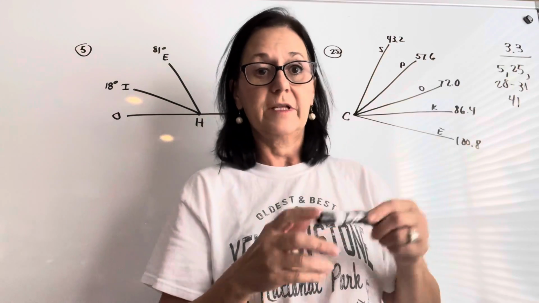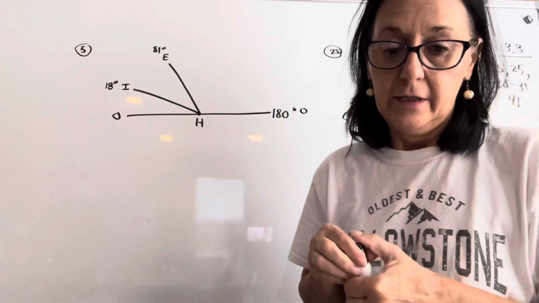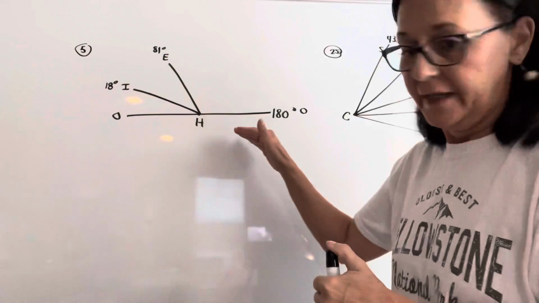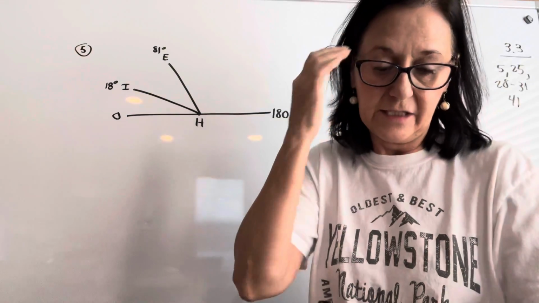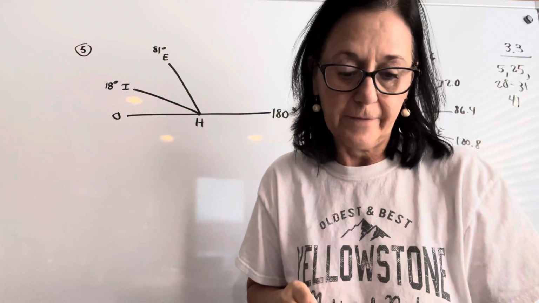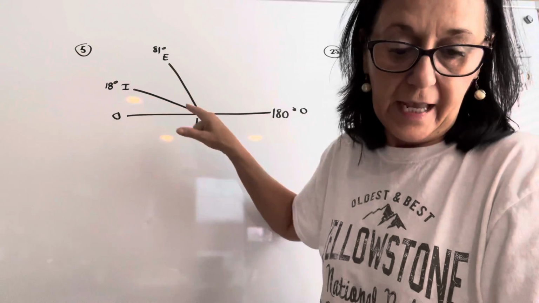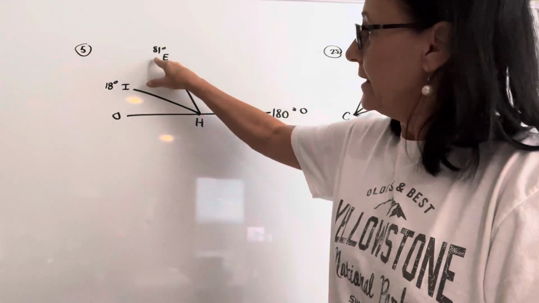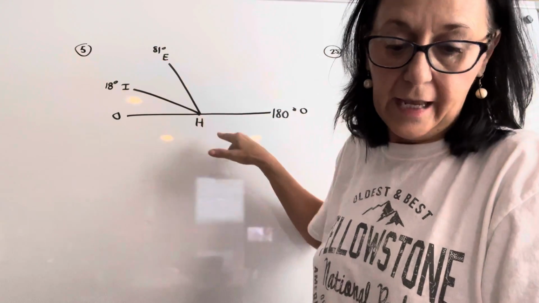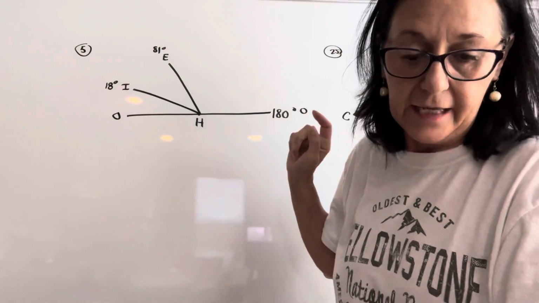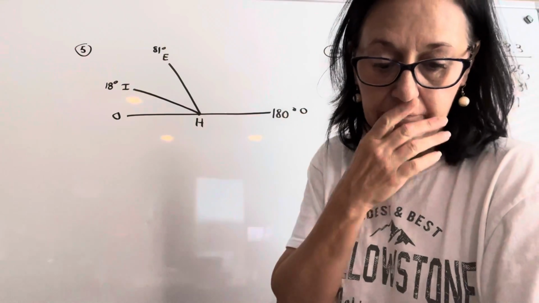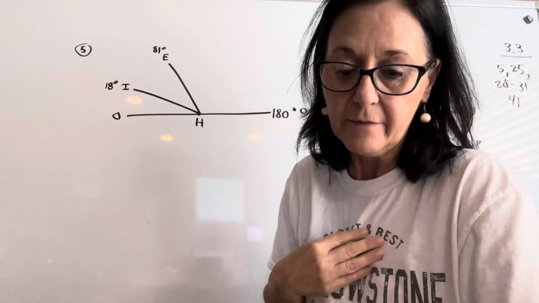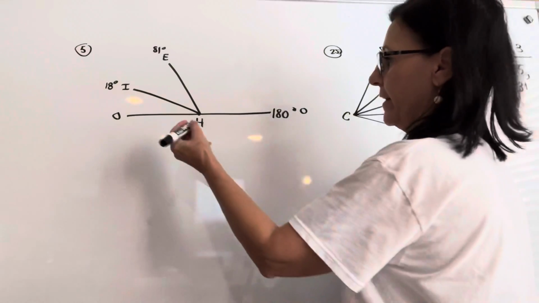All right, so the first one is number 5. I've already drawn a rendering of what the words say. It says 3 rays in a half rotation have the following coordinates: HE is at coordinate 81, HI at 18, and HO is at 180. It says find the measure of the 3 angles formed by these rays.